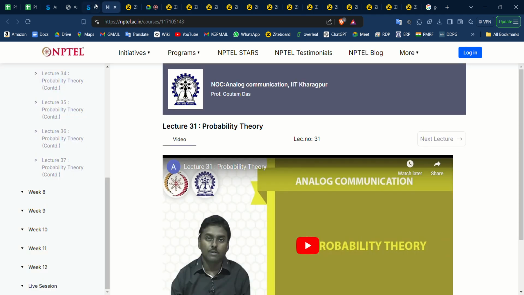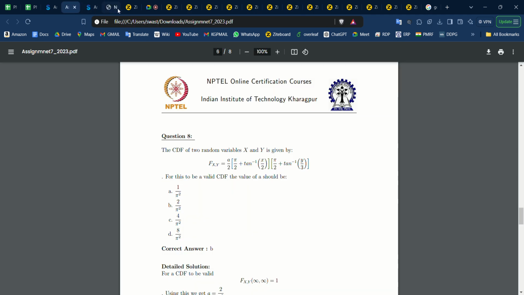So we are moving to question number 8 now. Okay. So we are moving to question number 8, where Fxy equal to A by 2 pi by 2 plus tan inverse x by 2.